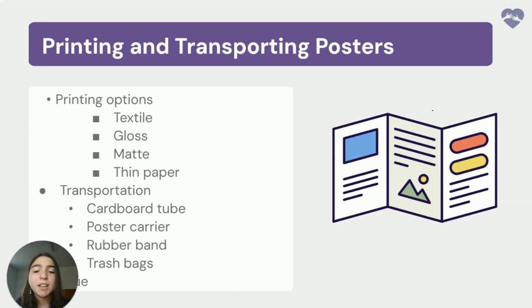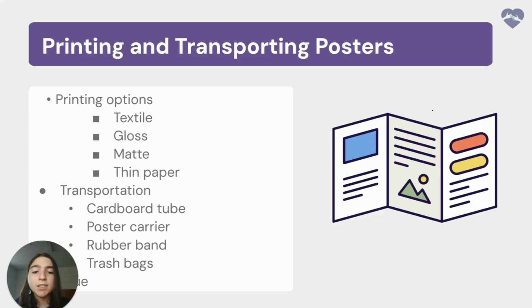Thin paper is also a great option if you're operating on a tight budget, but be careful not to tear the paper during transport. Now that you've printed out your poster, you want to transport it without breaking anything. Many stores sell cardboard tubes or fancier poster carriers so you don't deform your work. Alternatively, you can roll your posters up and tie them with a rubber band. If you made a trifold, you can put it in trash bags to prevent scuffing during travel.